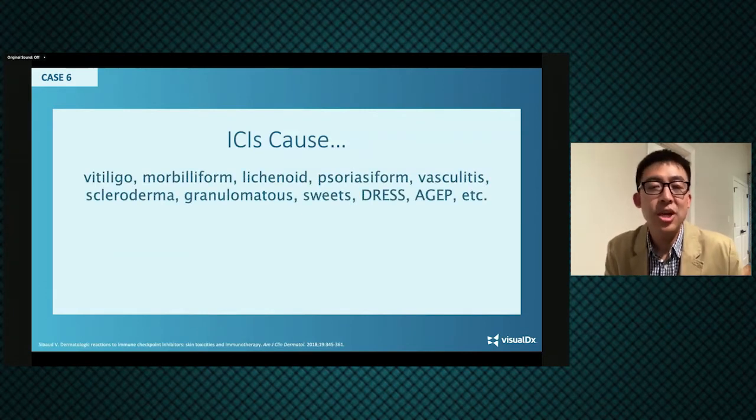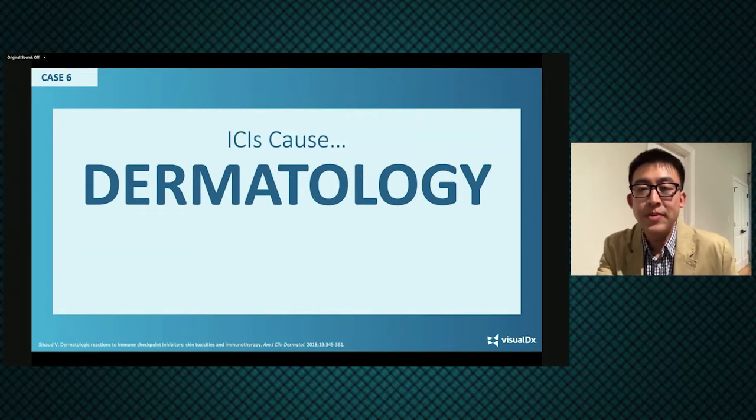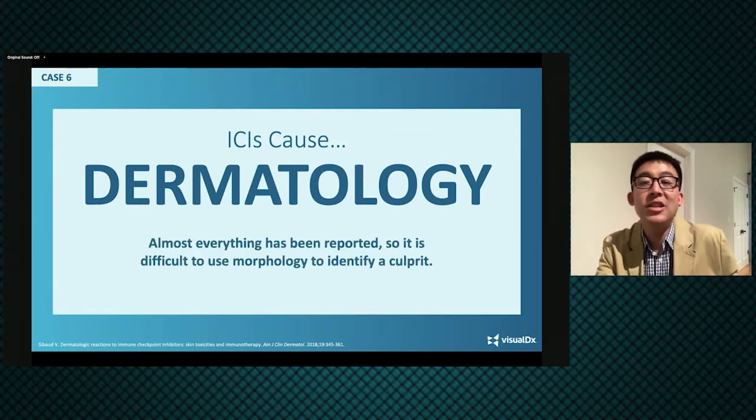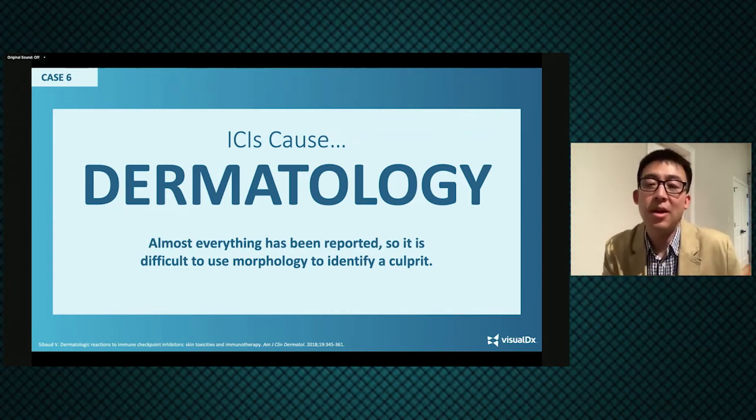So the other way to put this is that checkpoint inhibitors cause vitiligo, morbilliform, lichenoid, psoriasiform, vasculitis, everything under the sun. In other words, checkpoint inhibitors cause the field of dermatology. And this is really important for us to think about because almost everything's been reported. So we can't use morphology to identify a culprit. We really can't hang our hat on morphology just because we're used to thinking that we're really good at the morphologic diagnosis. It's really important for us as dermatologists, and those of us training to become dermatologists, to think about the fact that what we've been taught in terms of CBC has its limitations, especially when it comes to checkpoint inhibitors, because we've shown time and time again that things can present in a very uncommon, atypical way.